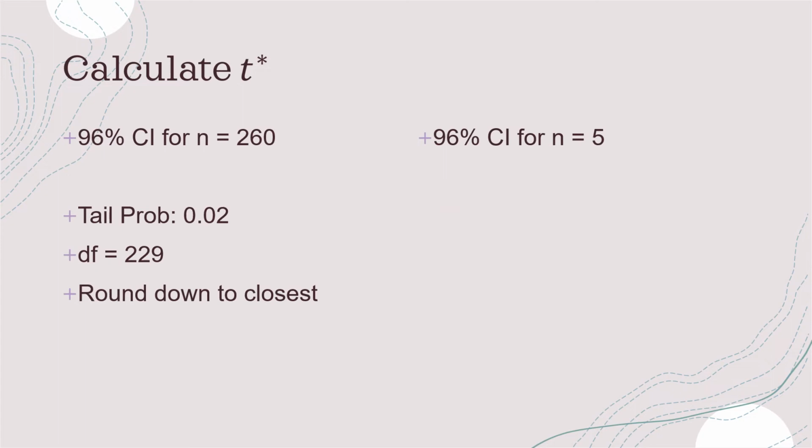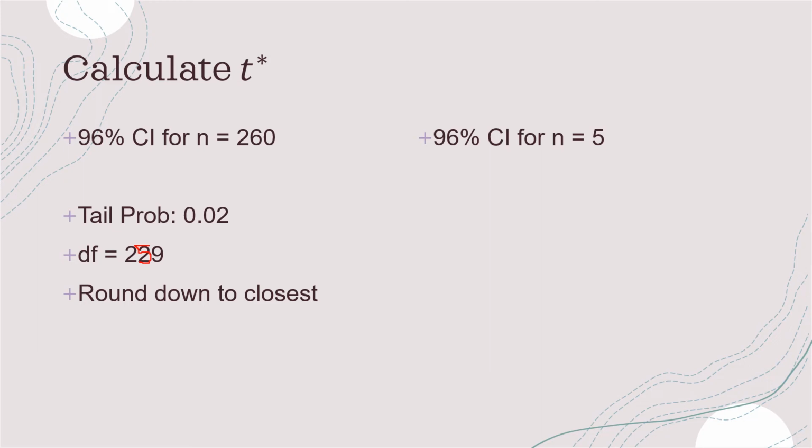All right, now moving on to the next one, if we have a 96% confidence level, an n of 260. So if we want 96%, that means each tail is only going to be 0.02 because it would be 4% left over and you cut it in half because each tail has to have the same amount. After that, we look at our degree of freedom. Our degree of freedom should be 259, not 229.